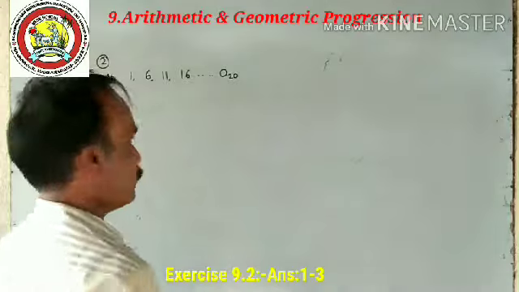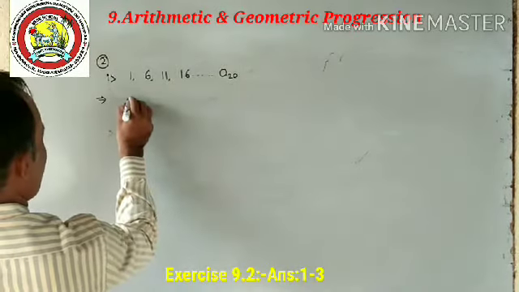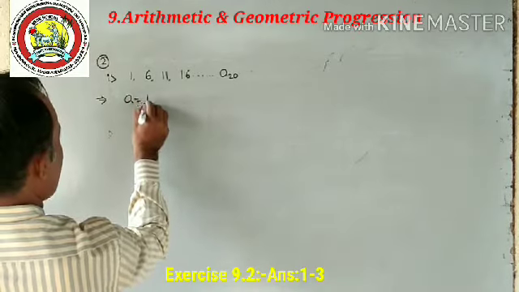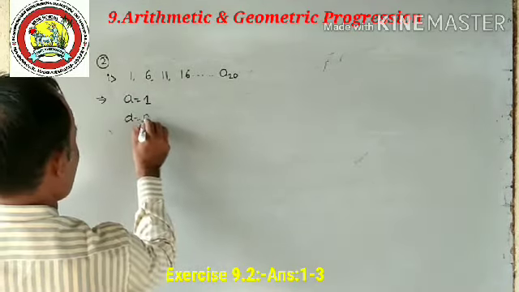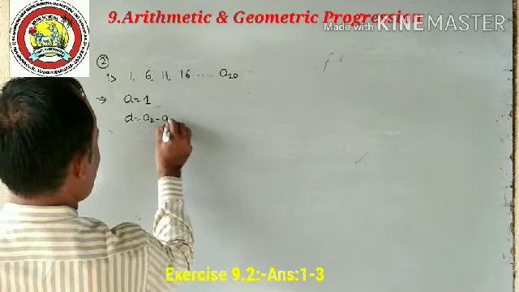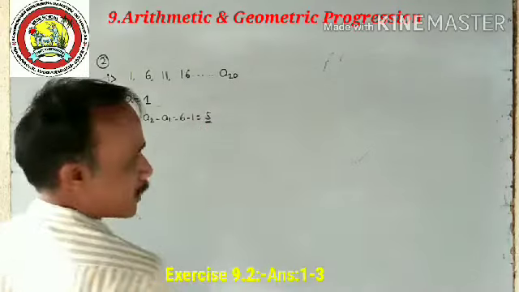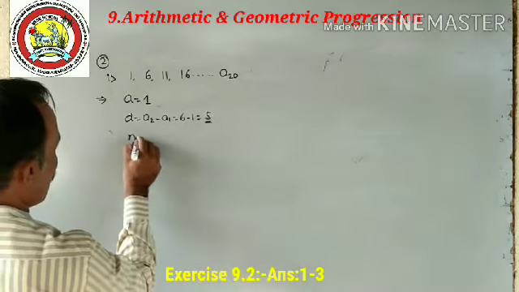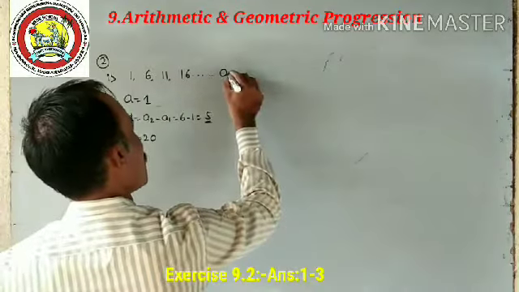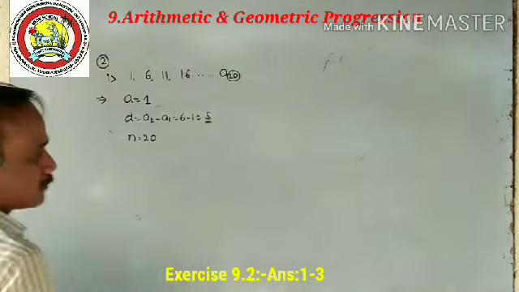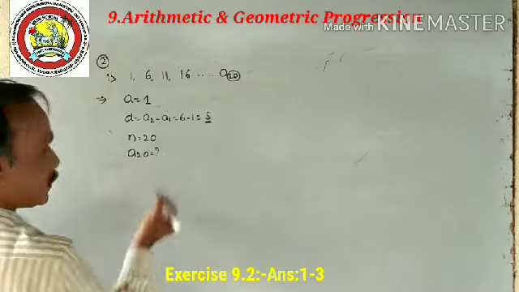The indicated term is the 20th. First find the values of A and d. The value of A is equal to 1. Next, d is equal to A2 minus A1, 6 minus 1, which is equal to 5. The value of n is equal to 20, since the 20th term you have to calculate.